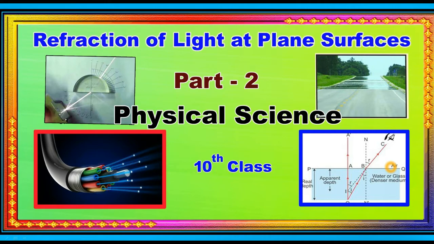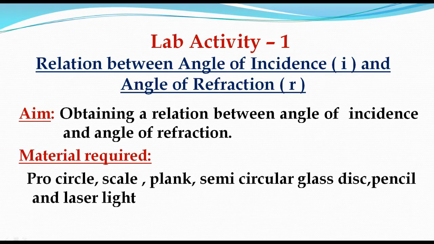In this class, I am going to explain the lab activity to know the relation between angle of incidence and angle of refraction. This is the lab activity given in our textbook syllabus. I have to write the aim. Aim of this activity: obtaining a relation between angle of incidence and angle of refraction.